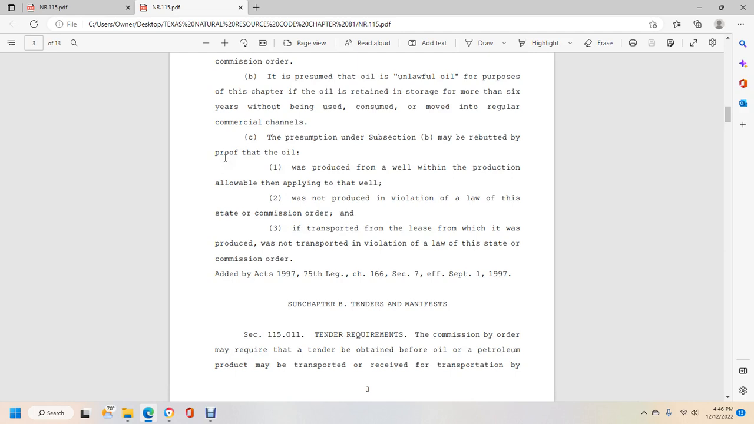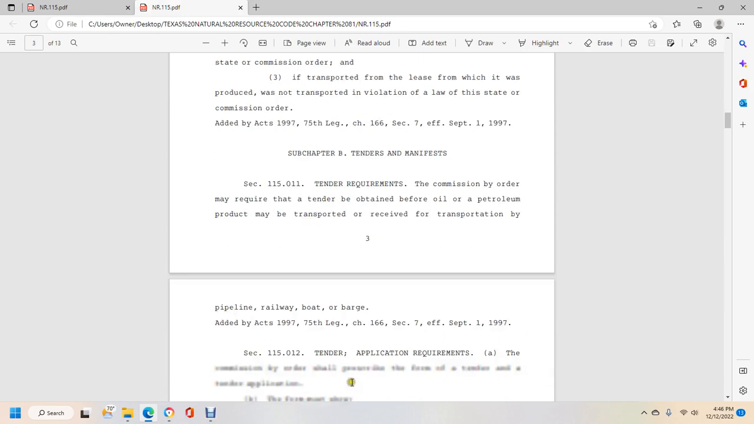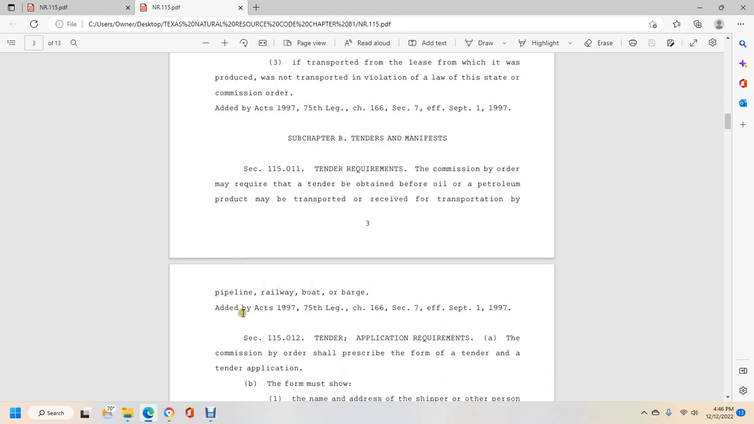All right, Subchapter B, Tenders and Manifests. Section 115.011, Tender Requirement. The commission by order may require that a tender be obtained before oil or petroleum product may be transported or received for transportation by pipeline, railway, boat, or barge. Acts 1997.